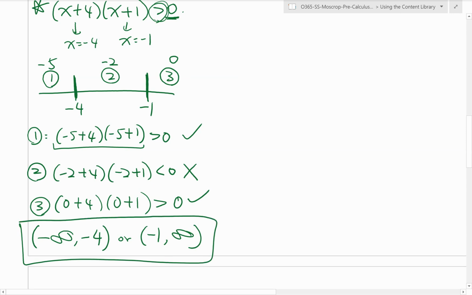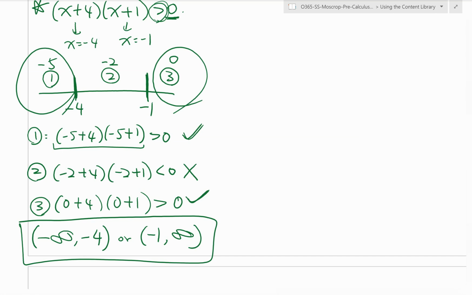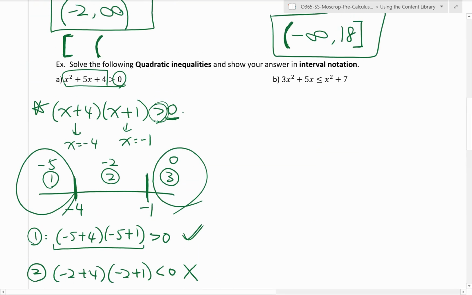It goes from negative infinity to negative 4 because it's in this region, and that's to the left of negative 4, so it goes all the way to negative infinity. And also region 3, it works. You can see I put check marks there, and that's to the right of negative 1. So negative 1 is the smallest value. It goes all the way to as big as you can imagine. So that's infinity, and again, you do not include either of those, so you put regular brackets around negative 1 and infinity. Okay, so that's how you do that one.